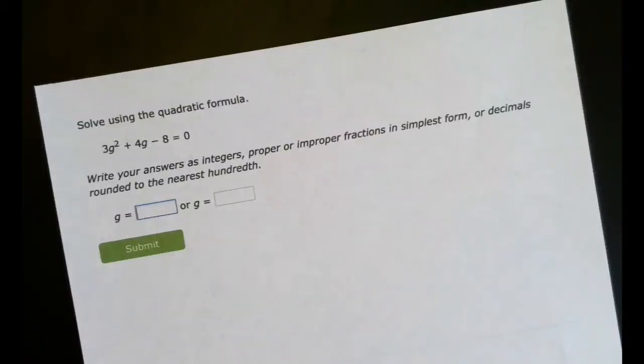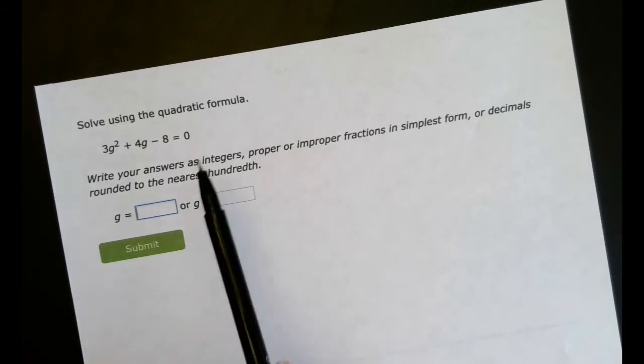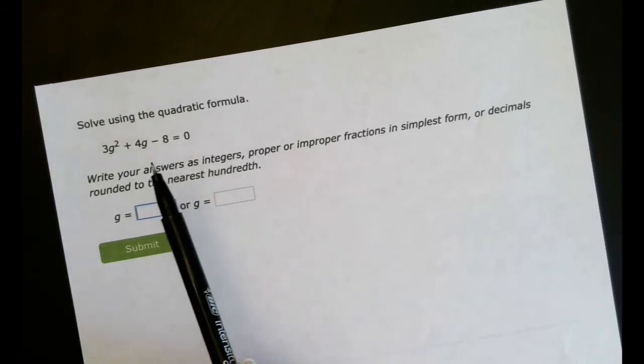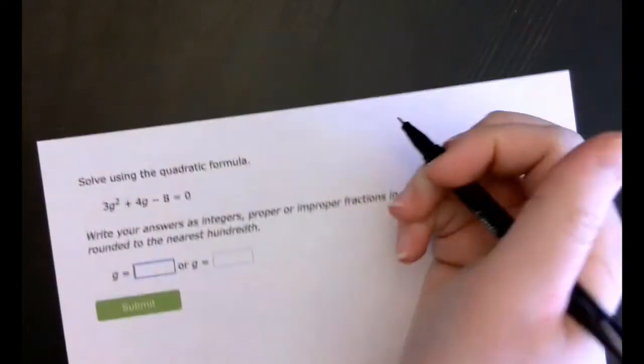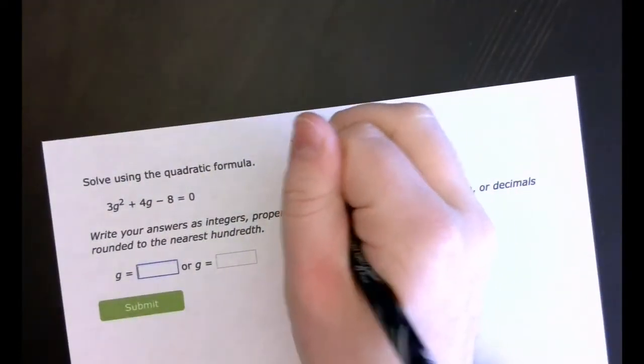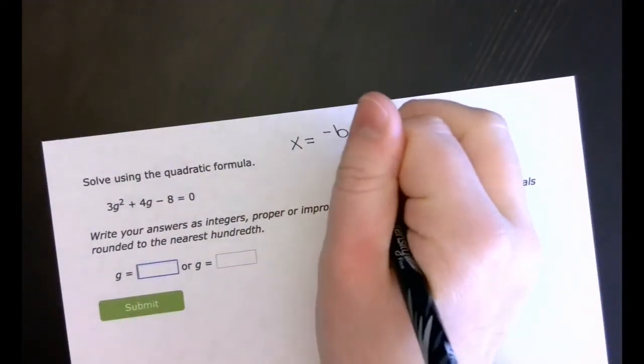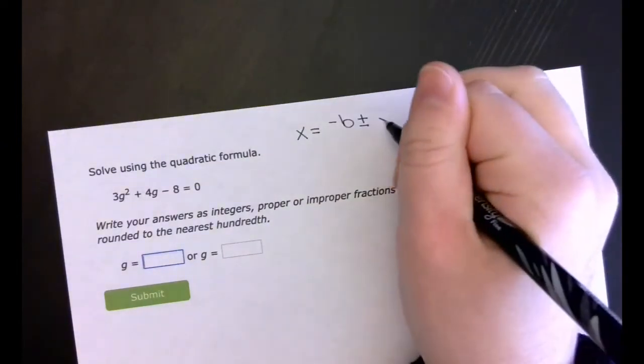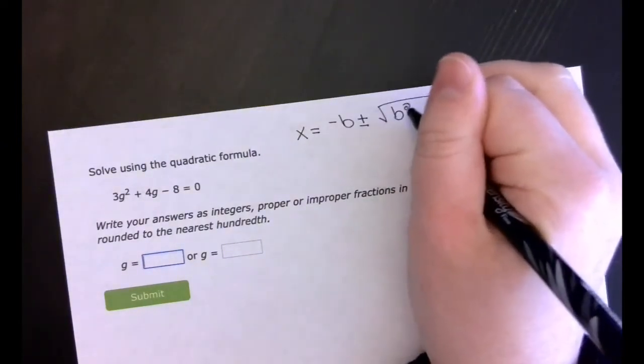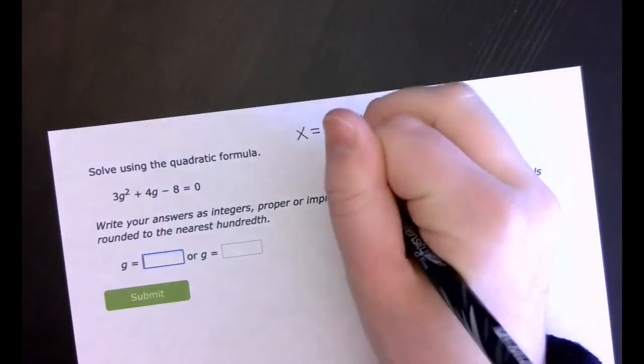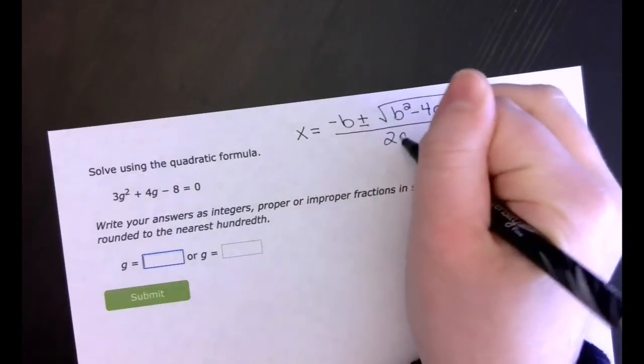Okay, so in these examples, I'm going to show you how to solve using the quadratic formula, and this is the way it's going to pop up on IXL for you. So solve using the quadratic formula. We have to first remember what our quadratic formula is. It's x equals negative b plus or minus the square root of b squared minus 4ac all over 2a.